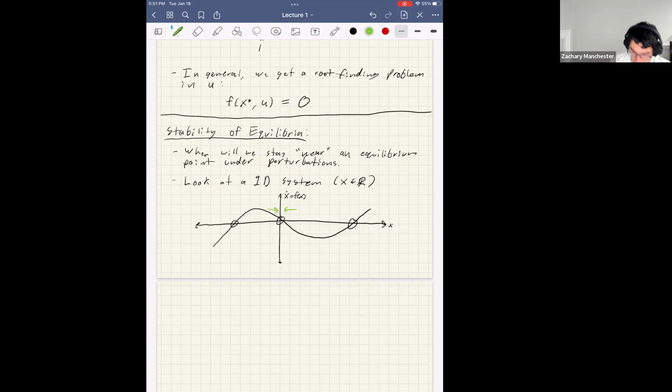So let's go look at one of the other ones now. Let's take the right one, for example.